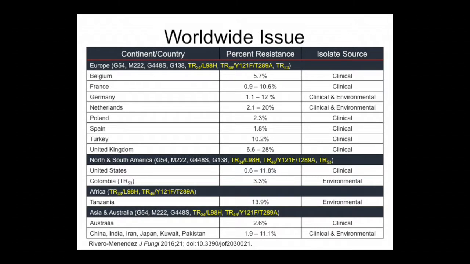Now, this has become a worldwide issue. This table was adapted from a recent review article published in the Journal of Fungi, which shows different continents and countries, and whether they've seen clinical isolates as well as those with mechanisms of resistance associated with environmental exposure. As you can see, it's been found in numerous countries within Europe. It has now been documented in North and South America, Africa, at least with environmental isolates so far, as well as in several countries in Asia and in Australia.